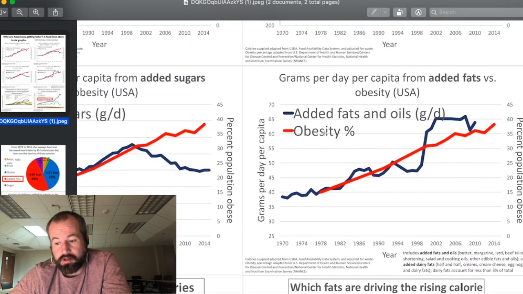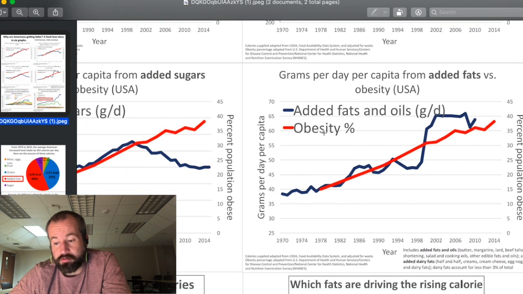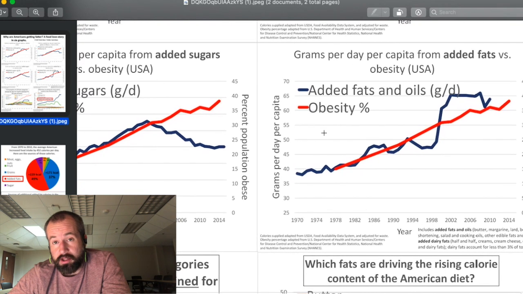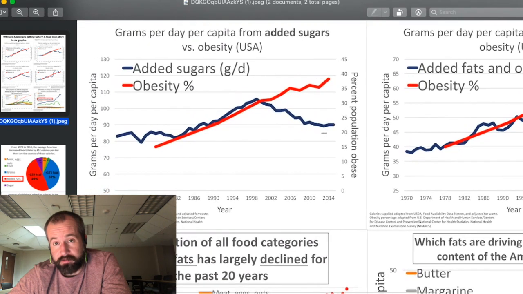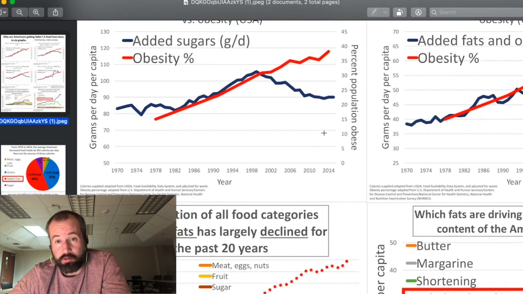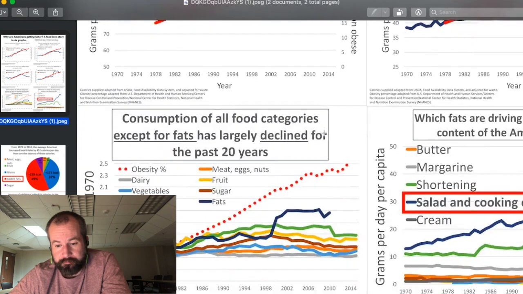That's interesting. Added fats and oils here includes butter, margarine, lard, beef tallow, shortening, salad and cooking oils, and other edible fats and oils, as well as added dairy fats, including half and half, creams, cream cheese, eggnog, and dairy fats. And dairy fats account for less than 3% of the total, so it's not a lot. It's very little. Okay, therefore, something's going on with our fat and oil intake that's causing the calories to go up, that's correlating with the obesity epidemic. Okay, what is that?